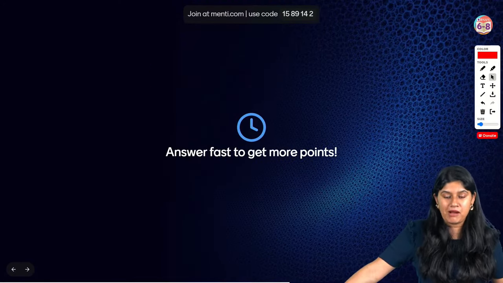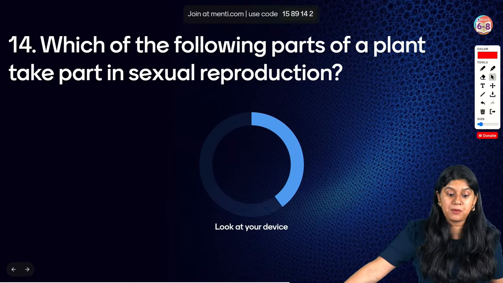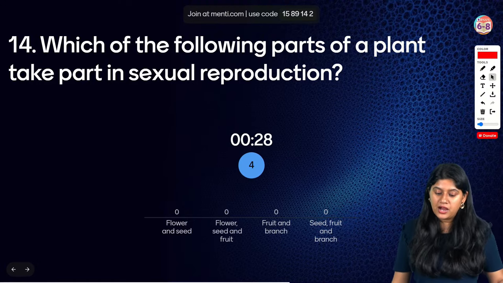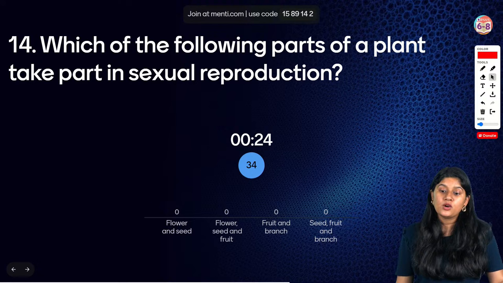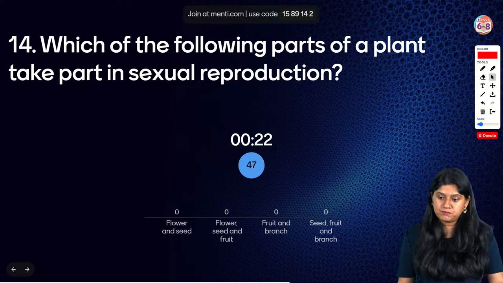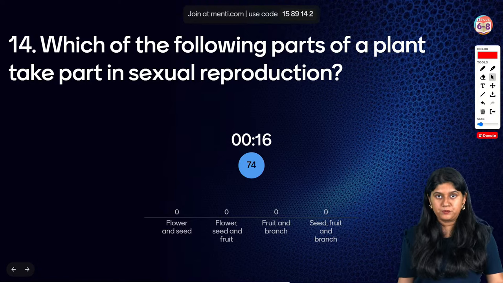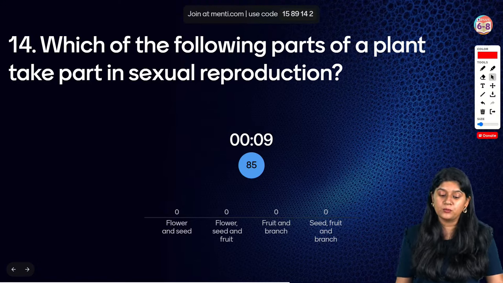I'll give you time to write your name after question number 15. Which of the following parts of a plant takes part in sexual reproduction? Flower and seed, flower, seed and fruit, fruit and branch, seed, fruit and branch. Or we can say, what are the products of sexual reproduction? One is definitely a part of it, and of course we have the products of it also.